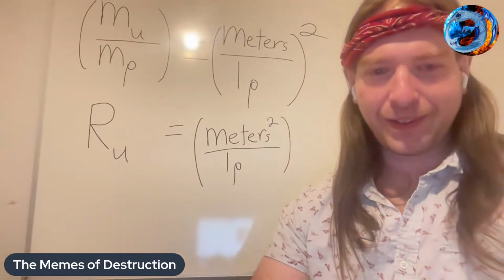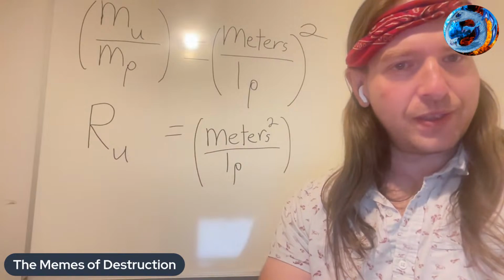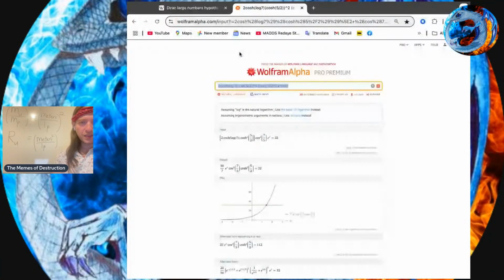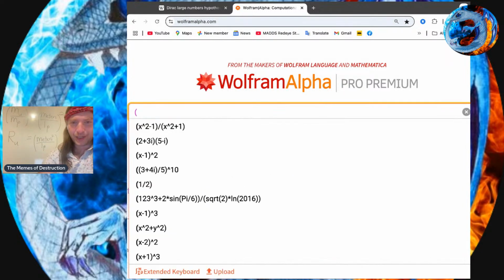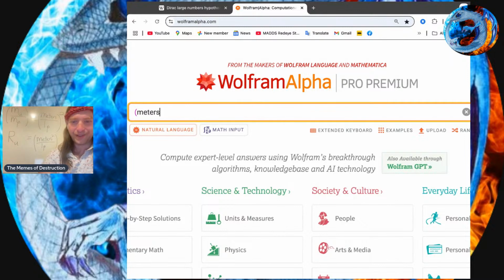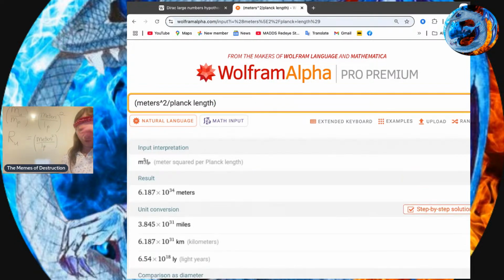Okay, what's this explicit number we're going to get? All right, so let's share our window over here. Don't mind any of that jibber-jabber there. All right. So this number here, what do we have? I like my little protective brackets. Meters squared over Planck length. This is literally what you do. You type in the magical words and it does the computation for you.